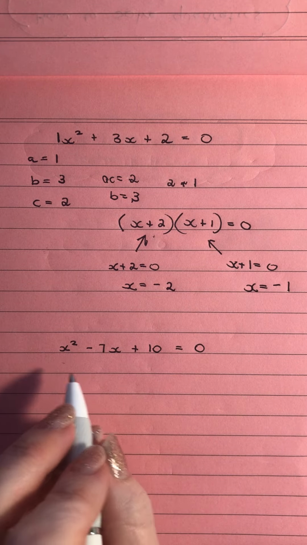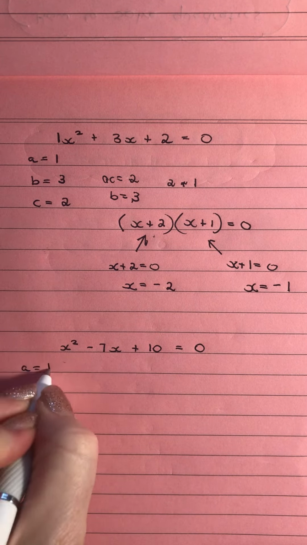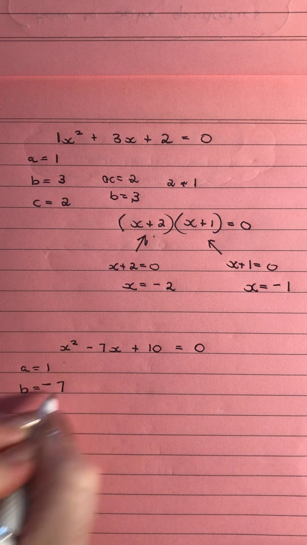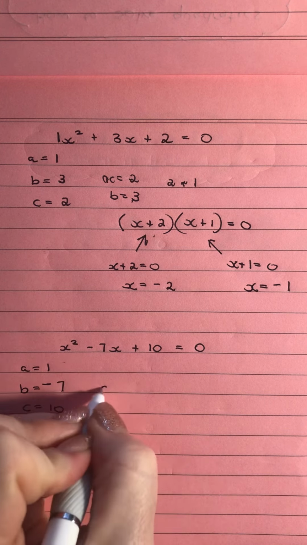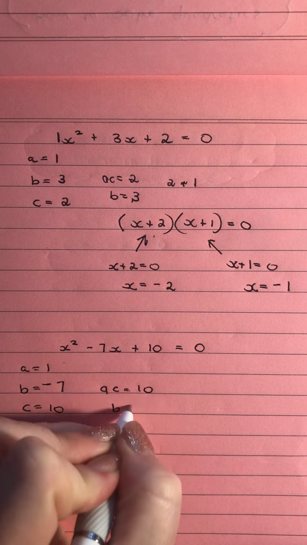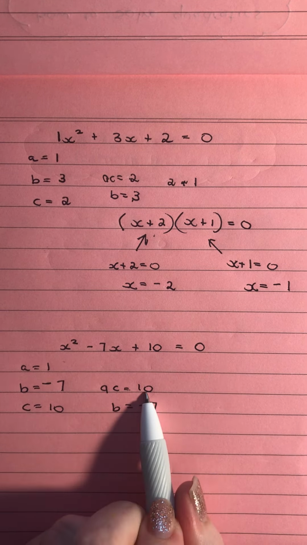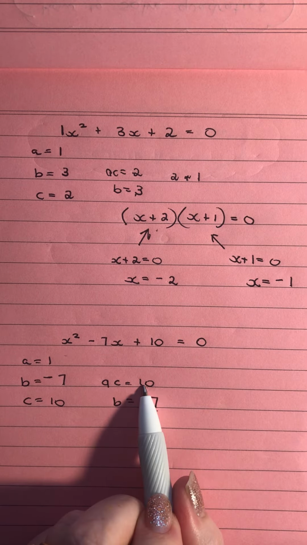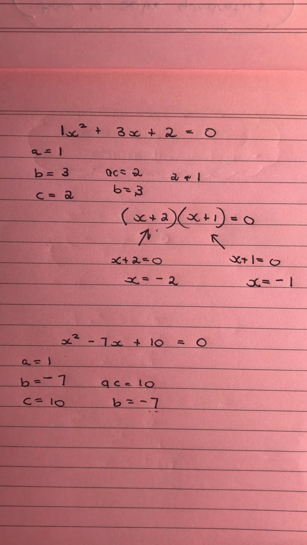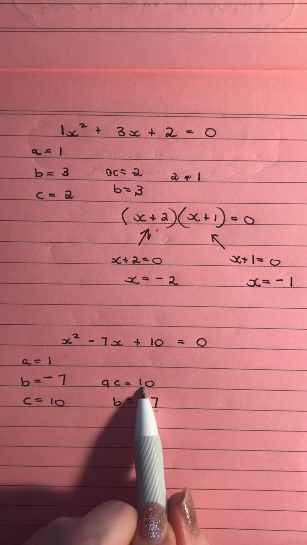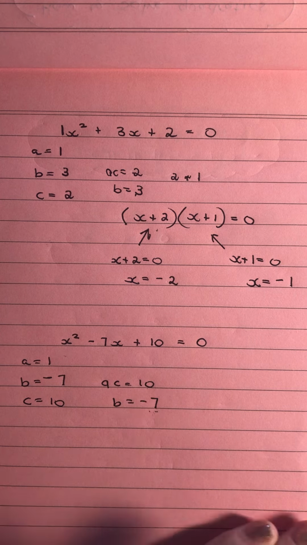Then my lucky last one here, I've got a equals 1, b equals negative 7, c equals 10. So my AC equals 10 and b equals negative 7. Now to get a negative 7, but a positive 10, I want two numbers that multiply to give a positive but add to give a negative. I'm going to need two negative numbers, because two negative numbers will multiply to give a positive and they'll add to give a negative.